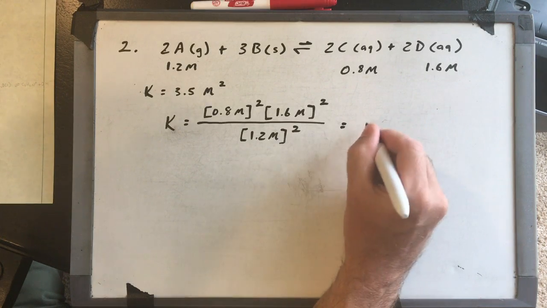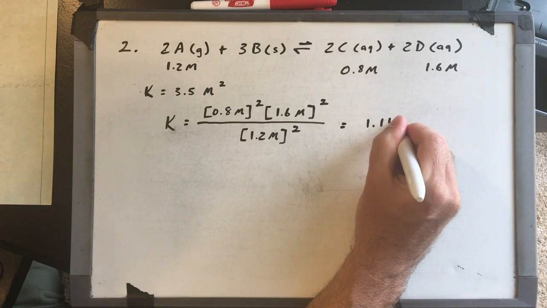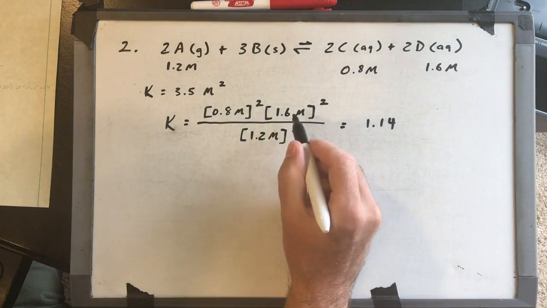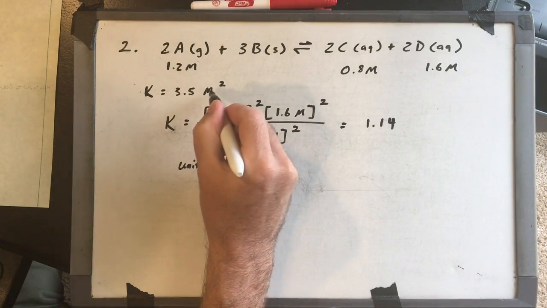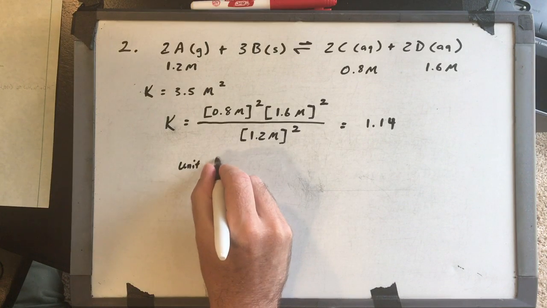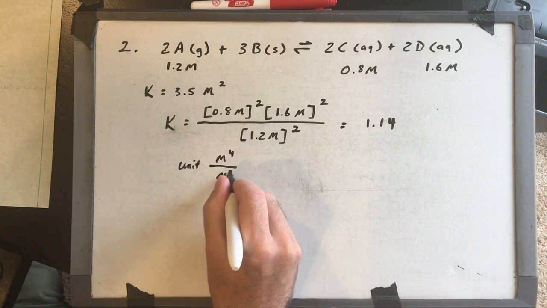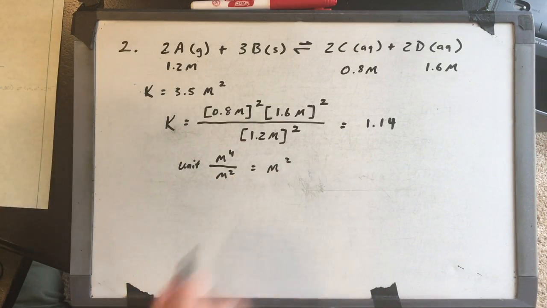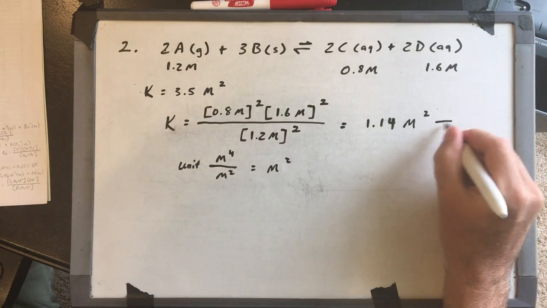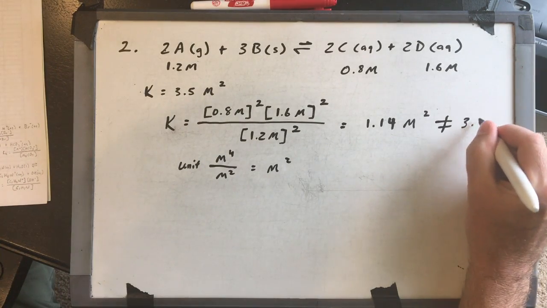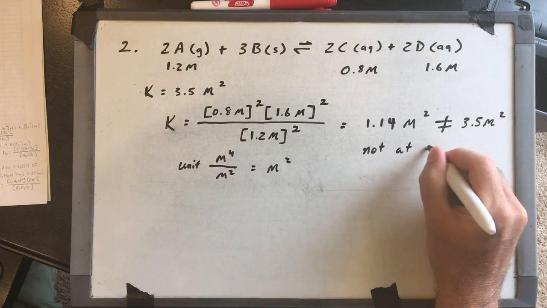All right, when you plug that into your calculator, be careful. Most people got this, but I did have one or two people miss this. It would be 1.14, and the unit is going to be, actually you know what the unit is because it's molar squared, it was given, but it'd be molar to the fourth because you have molar squared times molar squared on top over molar squared, so that would just reduce to molar squared. So that is not equal to 3.5. So it's not at equilibrium.